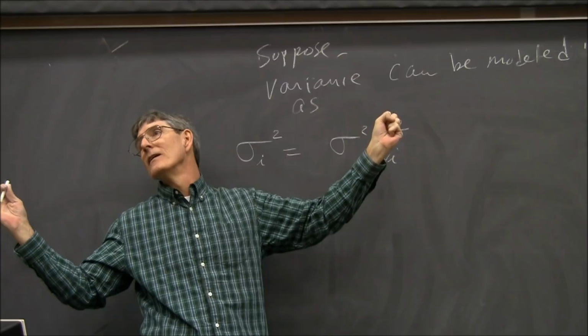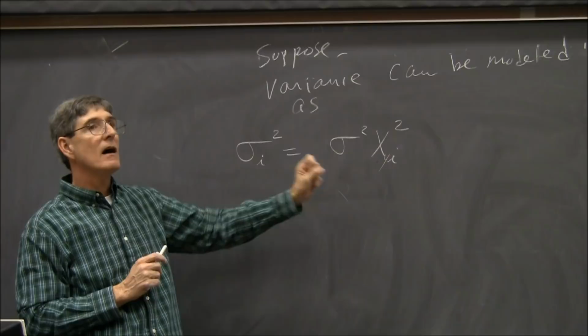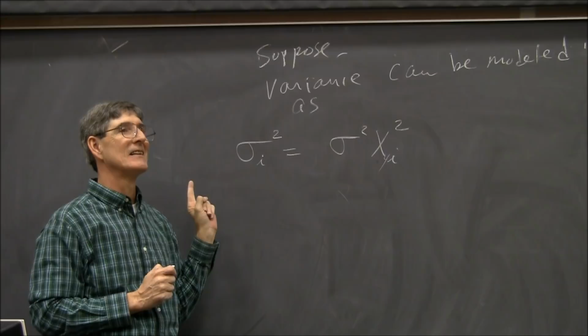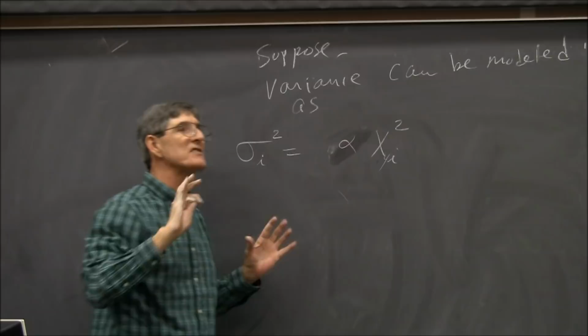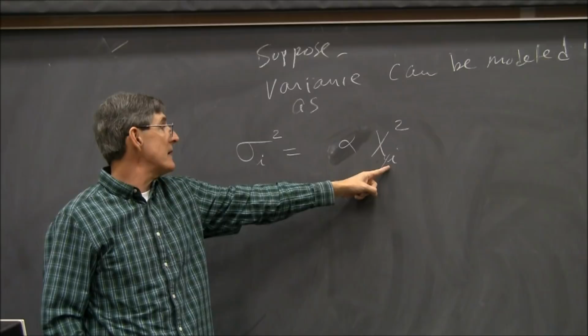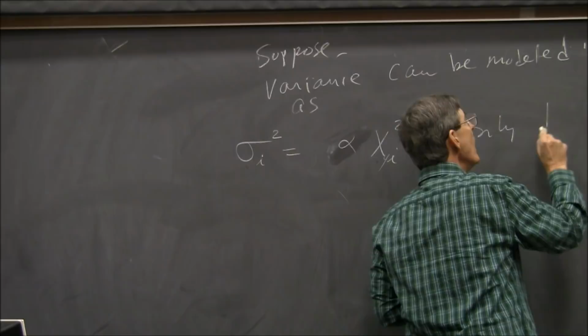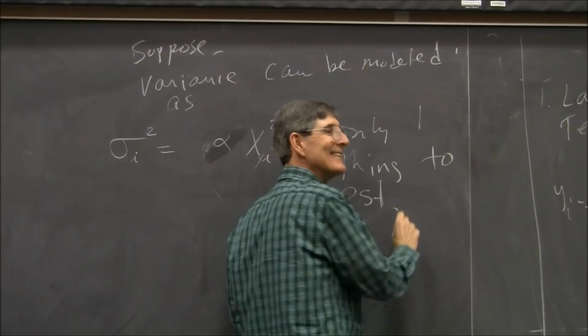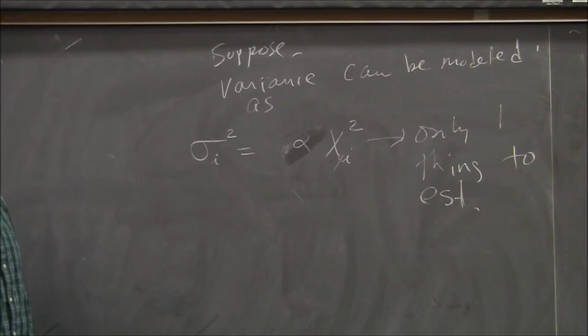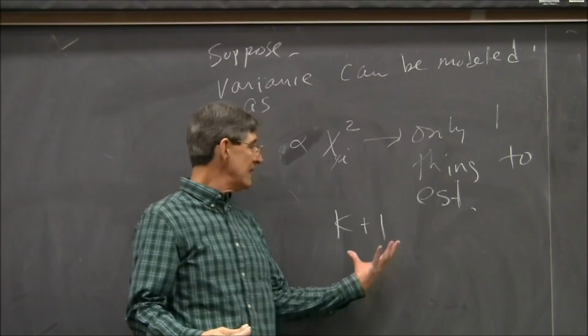But now if I know alpha, or sigma squared, if I know that one parameter, I know all n variances. It might be better to call this alpha, so you understand it's just a parameter. If I know alpha, I know the x's, that's just my data, so I know all the variances. So now I only have one thing to estimate. So I only have k plus 1 parameters. Now it's feasible again. If k plus 1 is 11 and n is 100, I'm fine.